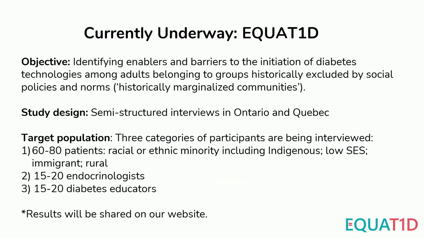I've shown you already our BETTER registry analysis. And the second part of our project, which is currently underway, is trying to understand in more detail the enablers and barriers to initiating diabetes technologies for people with type 1 diabetes who are living with social disadvantage. We're doing that by conducting interviews with people living with type 1 diabetes, as well as with healthcare providers who provide care for people with type 1 diabetes in both Ontario and Quebec. We hope that we'll be able to share these results soon, as we're still in the process of collecting all of this information, and then we'll need to analyze and understand it.